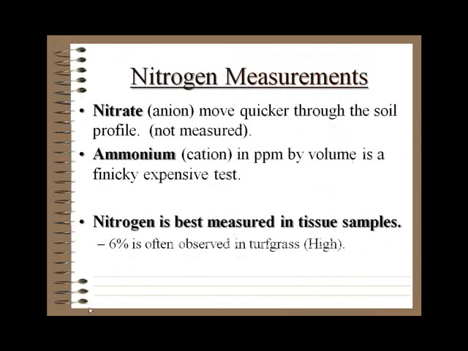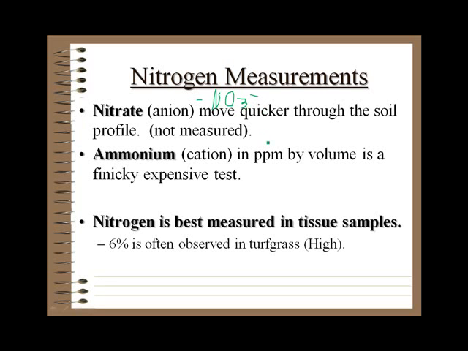So, when we look at nitrogen in the soil, it's very difficult to measure. It moves quickly, and your soil test is not going to have nitrogen measurements on it. Ammonium is a cation. It doesn't bind. It can be measured in parts per million, but it's expensive. Nitrate is an anion, negatively charged. Nitrate is NO3-, which means it can move through the soil very quickly. We talk about nitrate leaching.